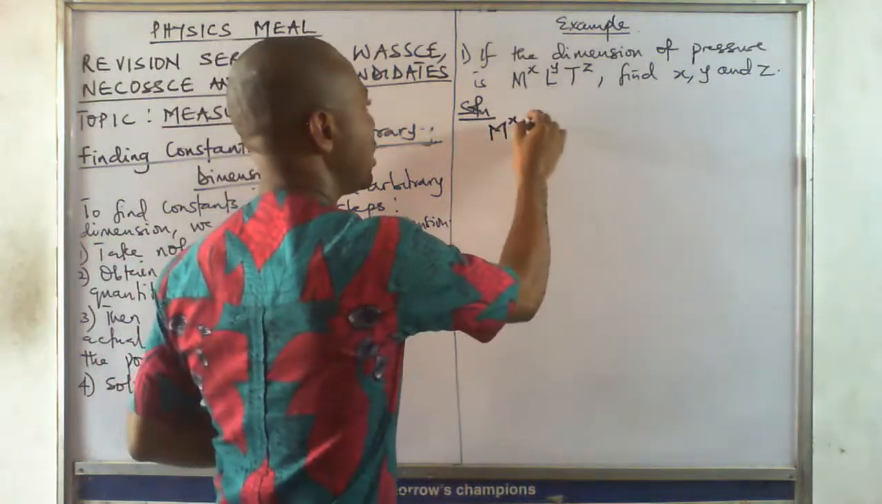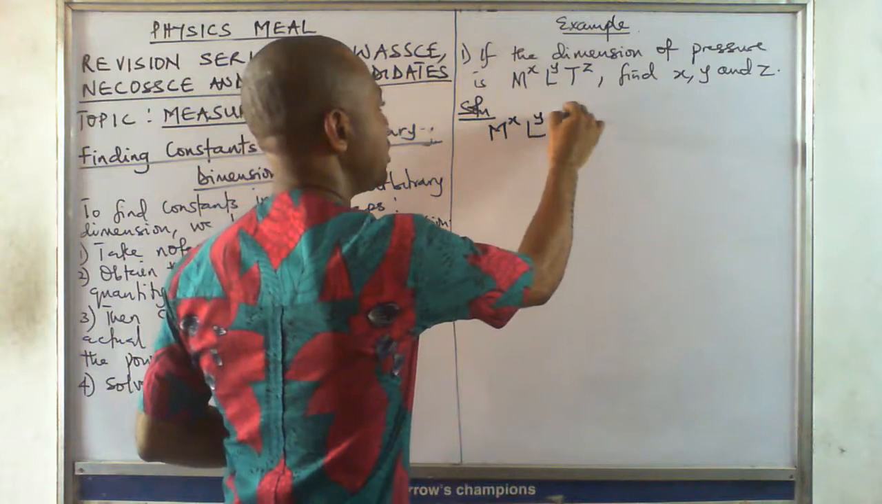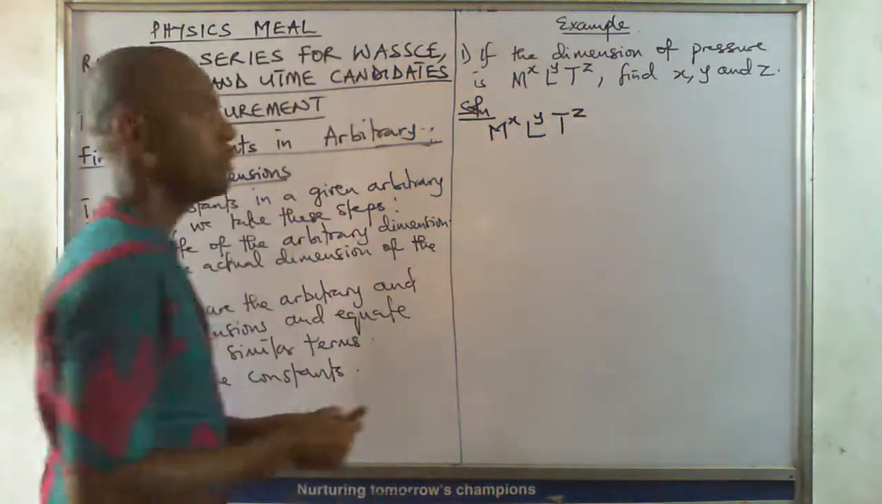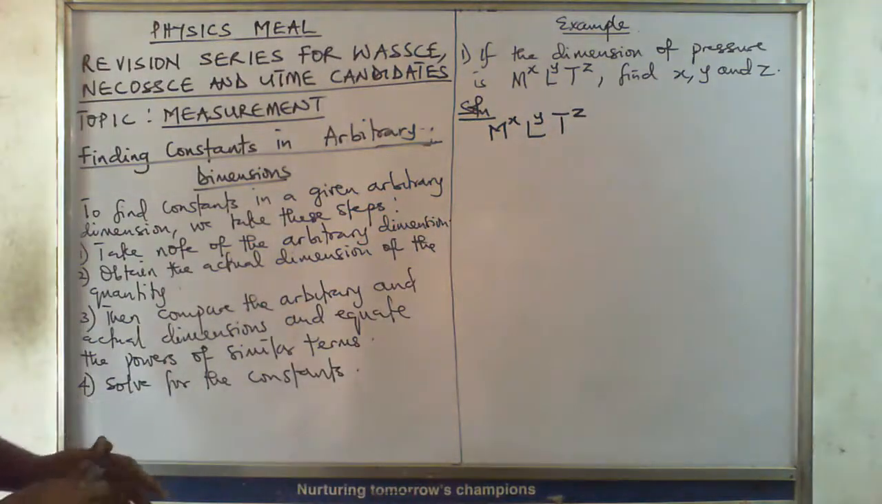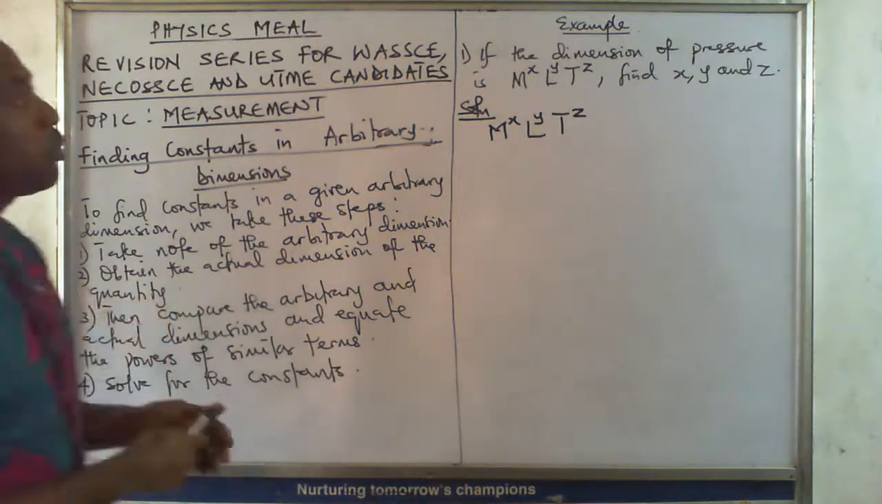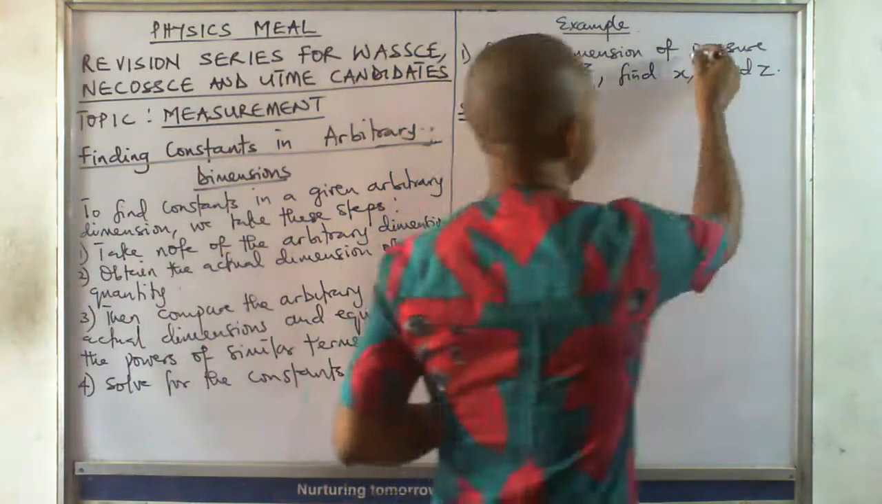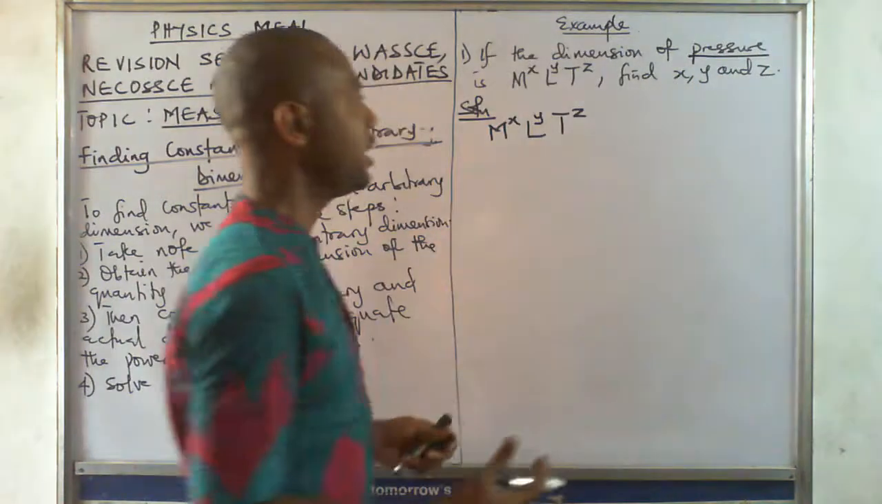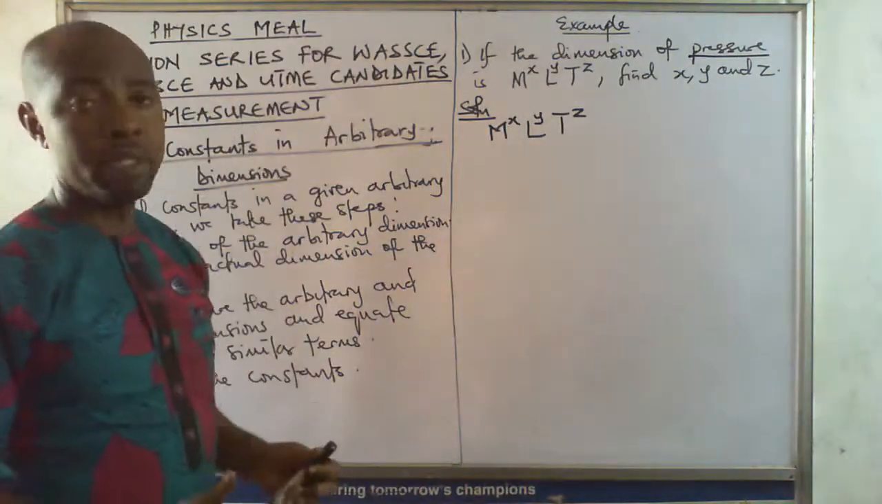M raised to power x, L raised to power y, T raised to power z. We have taken note of that. Okay, they said obtain the actual dimension of the quantity. The quantity of interest here is pressure. So let's get the actual dimension of pressure.